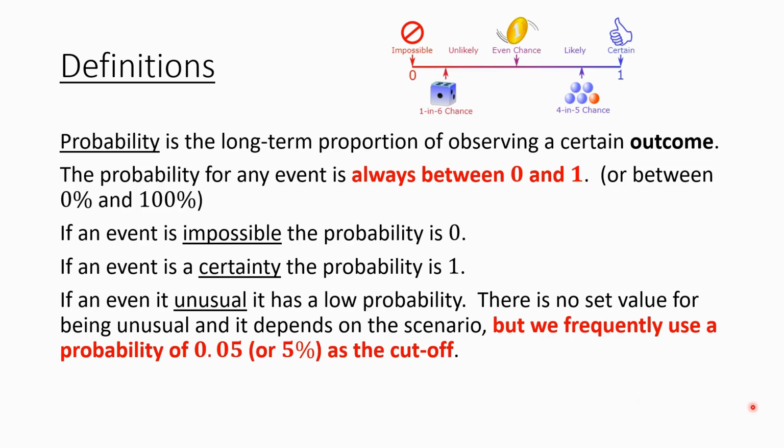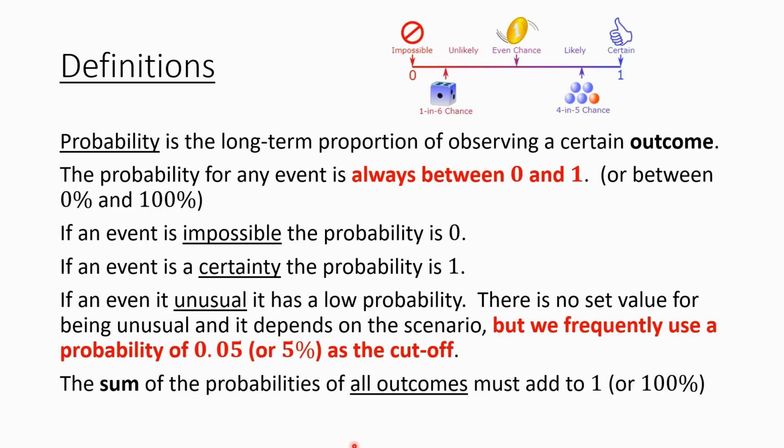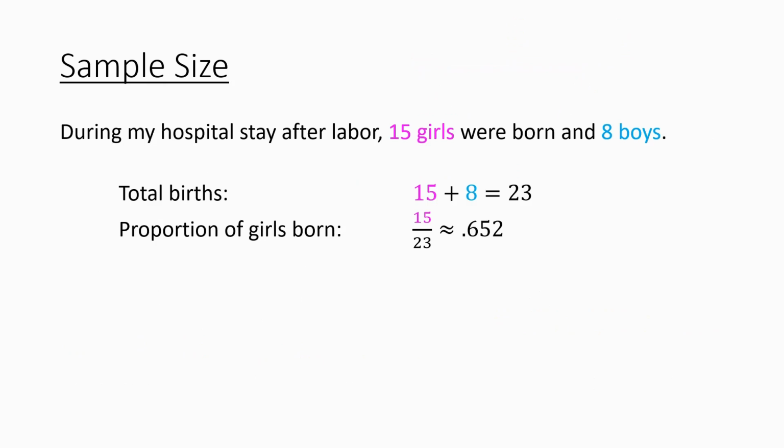In this course, we'll often use 0.05 or 5% as the standard cutoff, meaning that if something happens less than 5% of the time, we'll typically classify it as unusual. This is a common benchmark in social sciences, polling, and similar fields. Another key principle in probability is that the sum of all possible outcomes must equal 1 or 100%. For example, when flipping a coin, the 2 possible outcomes are heads or tails. Since each outcome has a 50% probability, their sum is 50% plus 50% equals 100%, or 0.5 plus 0.5 equals 1.